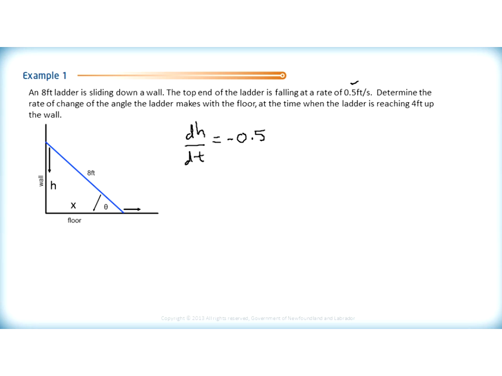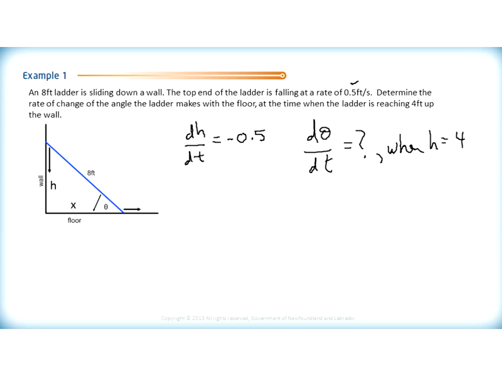Determine the rate of change of the angle we make with the floor at a time when the ladder is reaching 4 feet up the wall. So we want to know what is d theta over dt when h is equal to 4. So there's only 2 primary variables we're concerned with here, height and theta, and then just our rate of change, we're differentiating with respect to t.